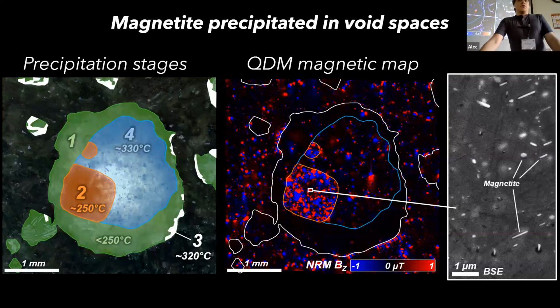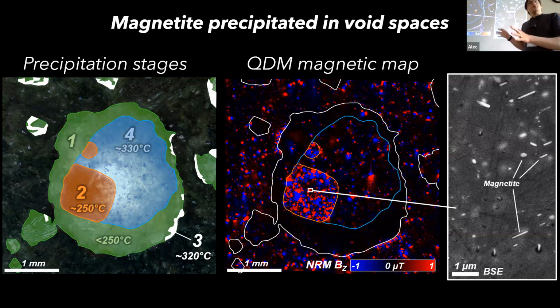But perhaps the most important insights in these rocks came from looking at vesicles that formed within the lavas as they cooled. These vesicles are informative because when hydrothermal fluids percolate through rocks, they tend to precipitate minerals into void spaces like these vesicles.